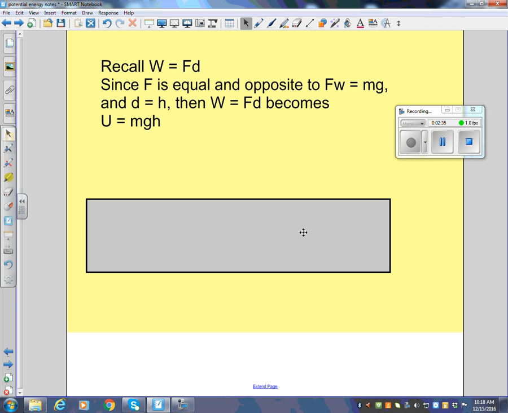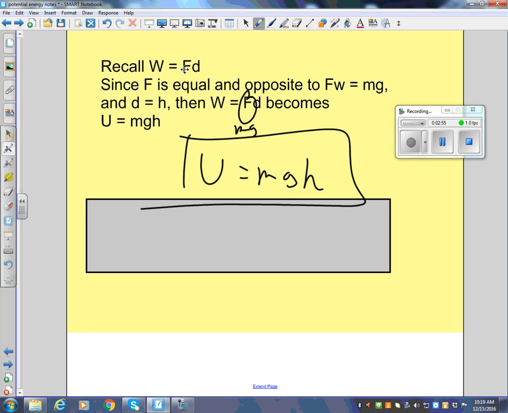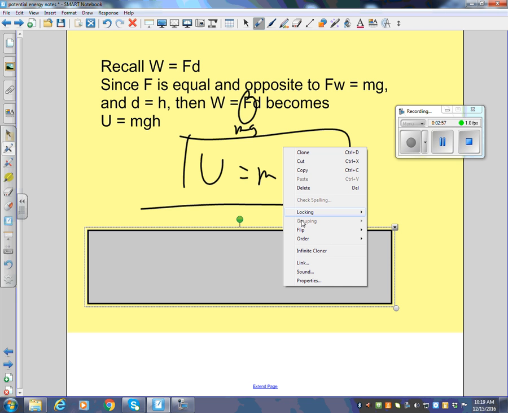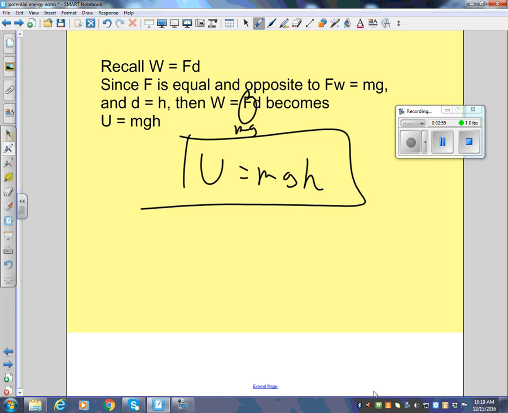Fw is equal to mg, and if the d is h, then W equals Fd becomes U equals mgh. The mg is the F, and the d becomes h, and so you get U equals mgh, and that is literally the formula derivation for potential energy. That's how simple it is. Mass times gravity times height. It's the work done, force times the distance.